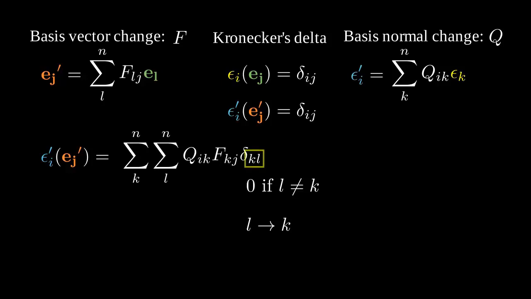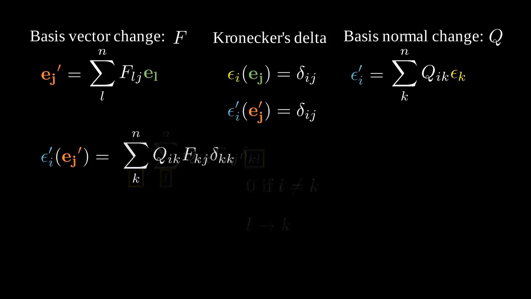In the same way as before, most of the terms of this summation become 0 except k is equal to L. Thus, we can only use k. Then, delta Lk becomes delta Kk, and delta Kk is always 1, so we can remove delta Kk. The left-hand side of this equation is also the Kronecker's delta.